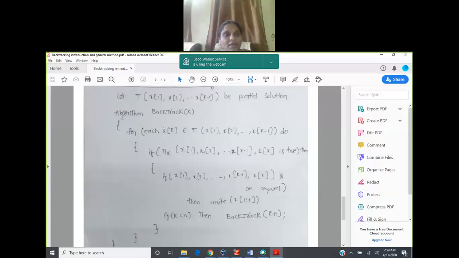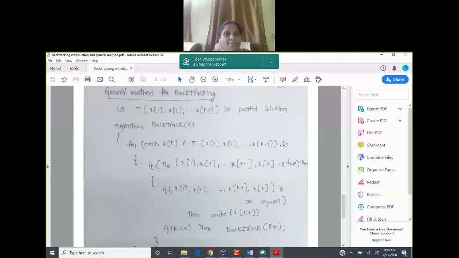First you will start the solution systematically and you will check whether the solution will be obtained or not. You apply backtracking. If the solution is obtained, then you will write the solution vector as the output. If the solution is not obtained, again you will apply the backtracking for all the things. So this is the general method for the backtracking.